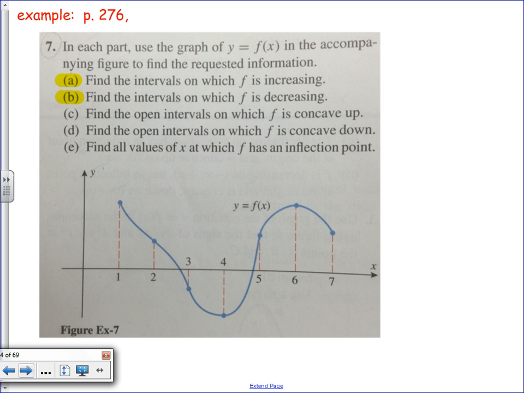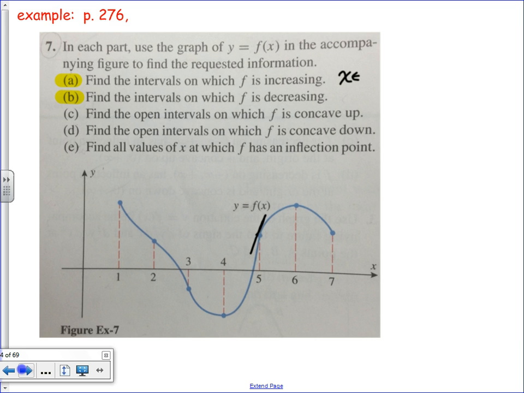On 4 through 6. 4 through 6, not 4 to 5, 5 to 6, because isn't it still increasing at 5? Right. How do I know? Because what's the slope? Positive. Okay, so it's increasing everywhere from, wait a minute, closed or open, what do I do? Closed.